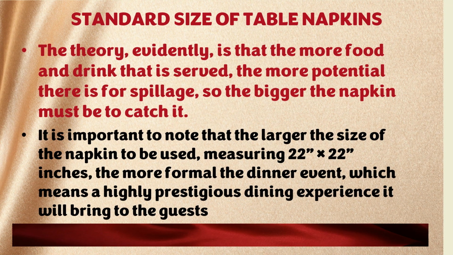The theory, evidently, is that the more food and drink that is served, the more potential there is for spillage, so the bigger the napkin must be to catch it. It is important to note that the larger the size of the napkin to be used, measuring 22 by 22 inches, the more formal the dinner event, which means a highly prestigious dining experience it will bring to the guests.